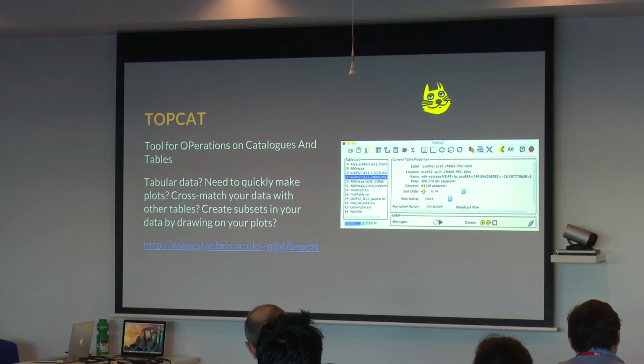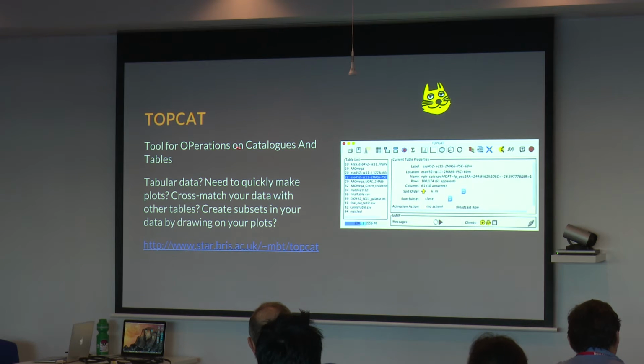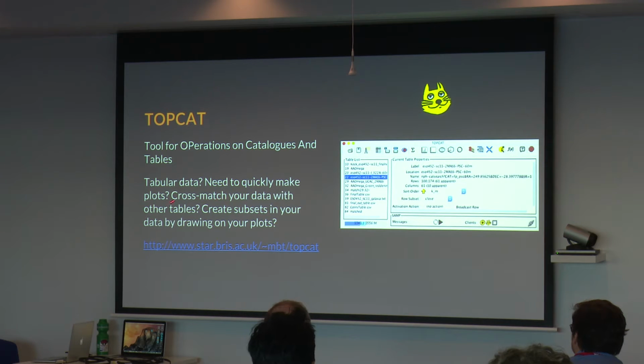Okay, so I mentioned TOPCAT is another thing I use all the time. TOPCAT stands for Tools for Operations on Catalogs and Tables. It's another example of astronomers' acronyms. So do you have tabular data? Need to quickly make plots, cross-match your data with other tables, create subsets in your data by drawing on plots.